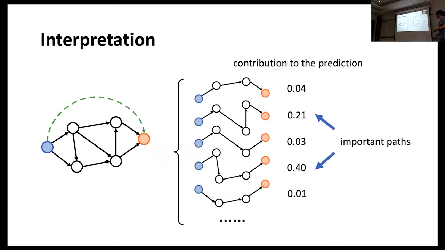So one good thing about NBFNet is that because we are based on path representation, we can provide interpretation for our predictions. Once we get a prediction, we can ground our prediction to every path. We compute the contribution of every path to the prediction, and we get a contribution score. And we can take the paths with top scores to be the important paths for the prediction.